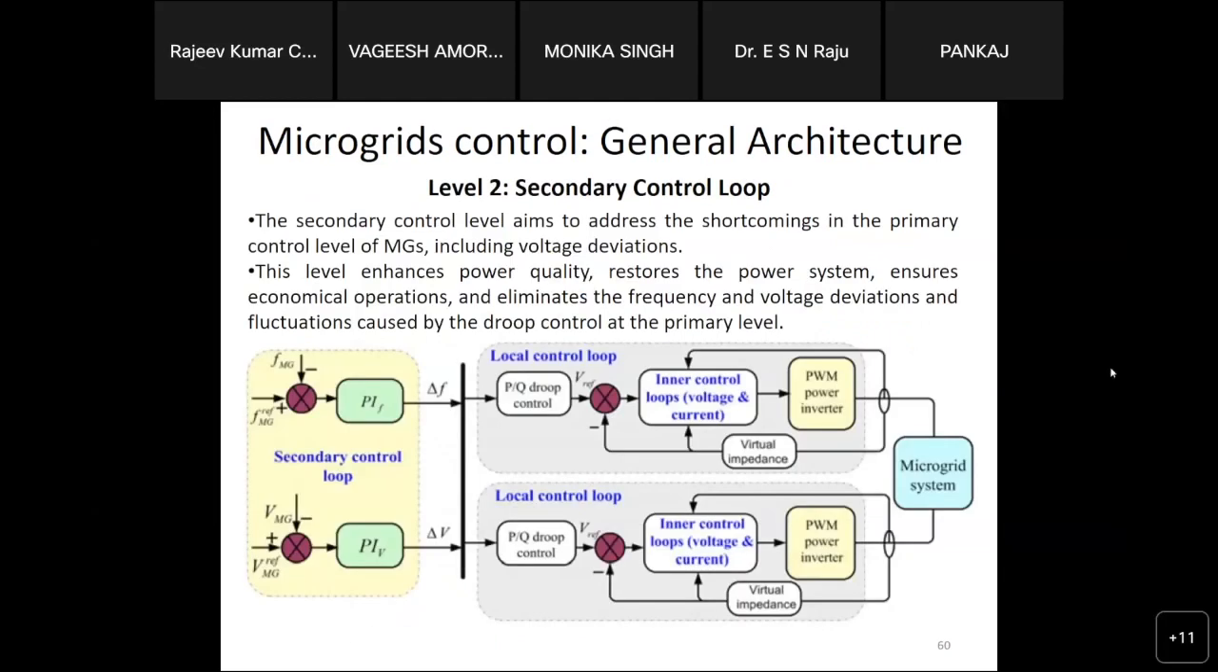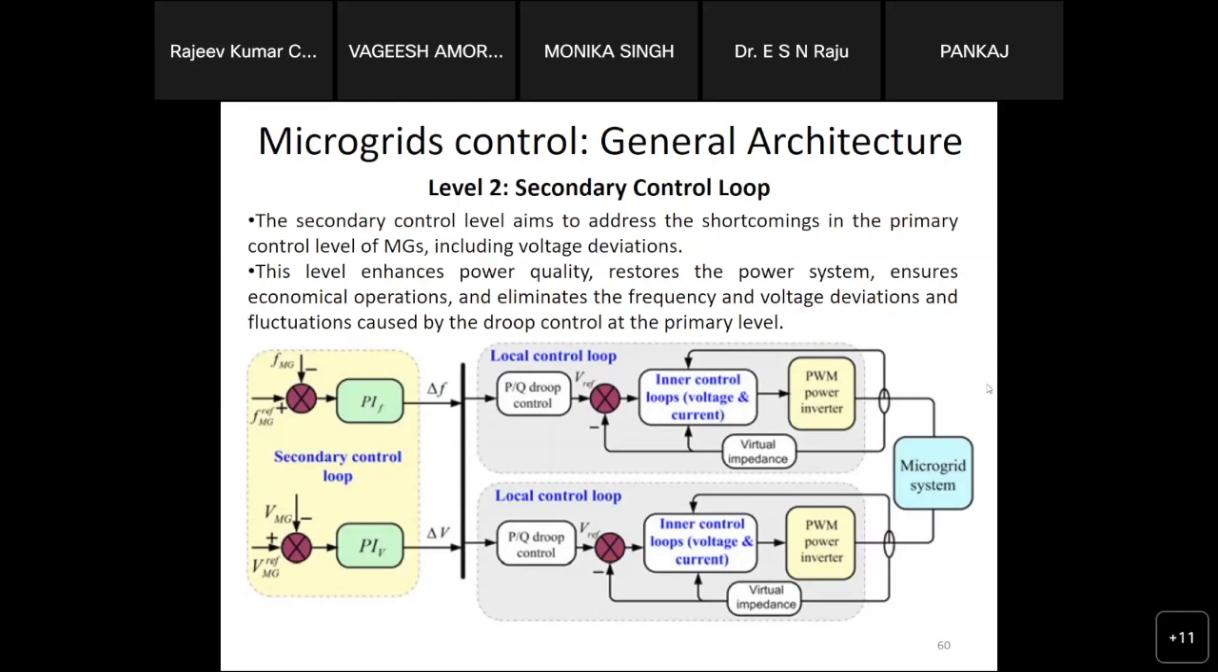So next we are going with the secondary level control. As we can see, secondary level control is mainly aiming at the shortcomings of the primary level control. When the primary level control is not able to mitigate the voltage and frequency deviations within the limits, then we go with the secondary level control. Then the secondary level control will come into action, and it will minimize the voltage and frequency oscillations.